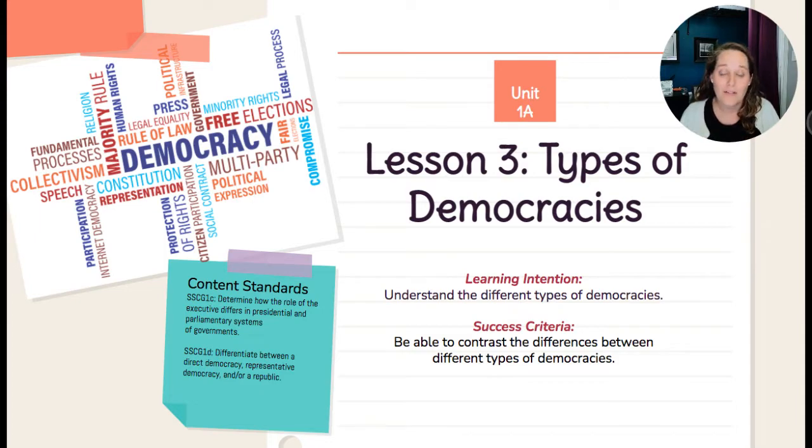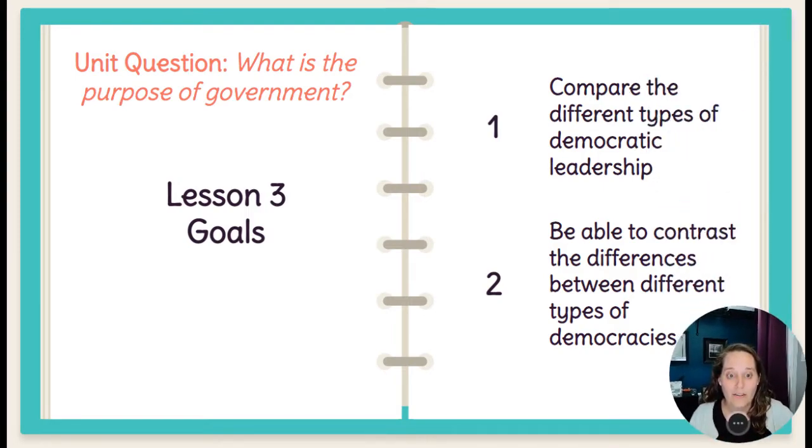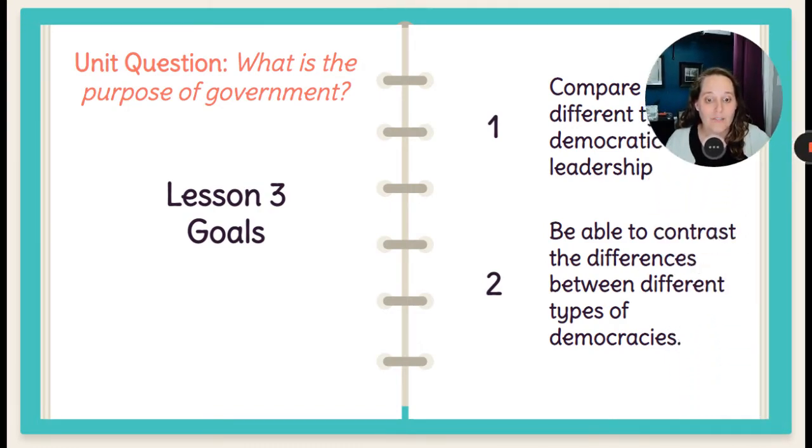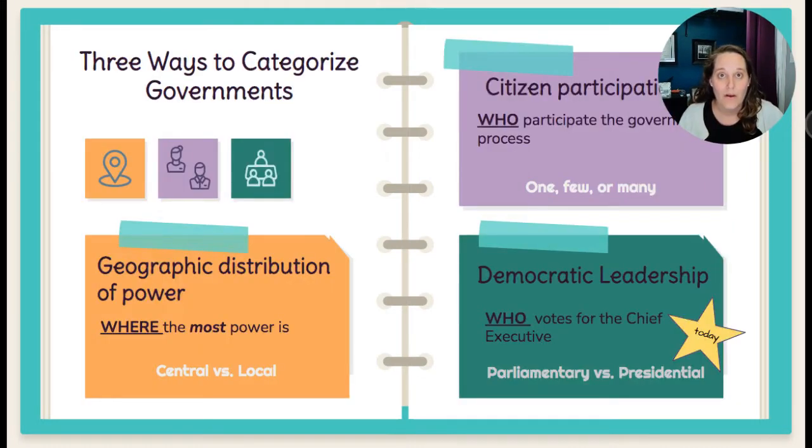So in our last lesson, we talked about citizen participation and the different levels of citizen participation that exist throughout the world. Today, we're going to talk more in depth about specifically democracies. The goals for this lesson are for you to be able to compare the different types of democratic leadership and to be able to contrast the differences between different types of democracies. We have been going through and looking at these 3 different ways to categorize governments, and so this lesson is on democratic leadership.